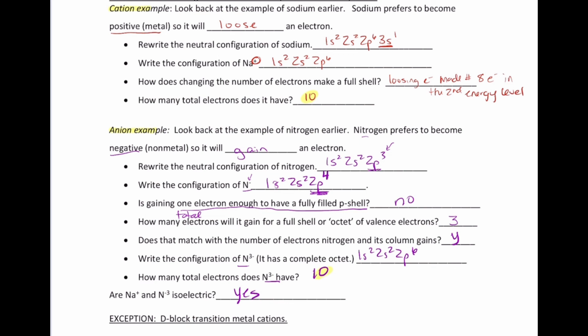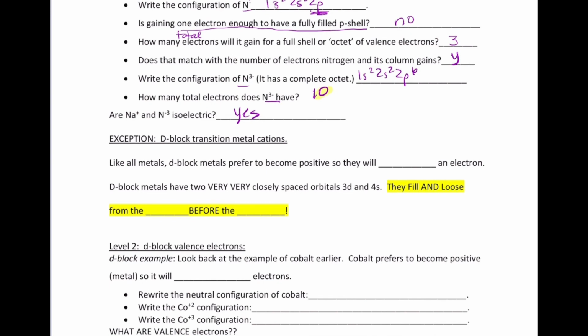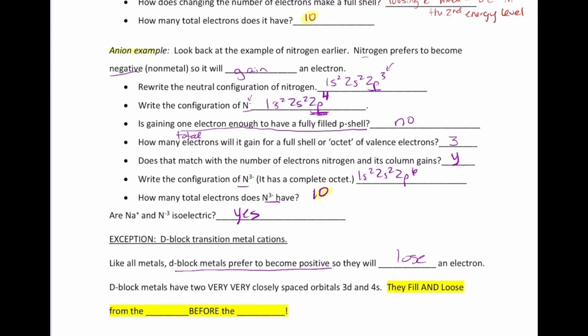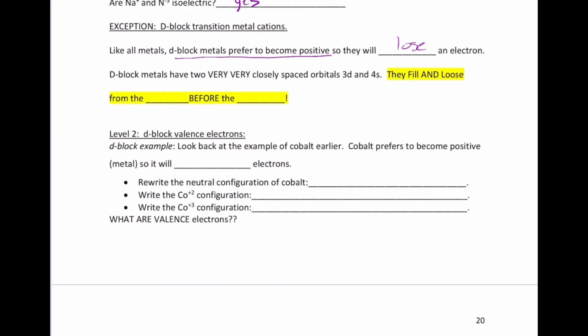So it's that simple when you're dealing with the outermost valence electrons being in the p or the s block. Now, if they're in the d block, there's one little thing you need to be careful with, and it's not hard. D blocks prefer to become positive, so they will lose electrons. D block metals have 2 very closely spaced 3d and 4s orbitals. So they lose electrons from the 4s before the 3d.